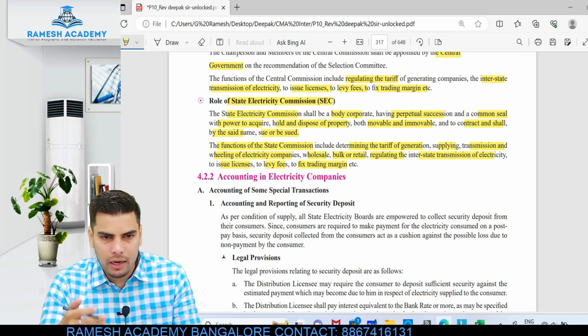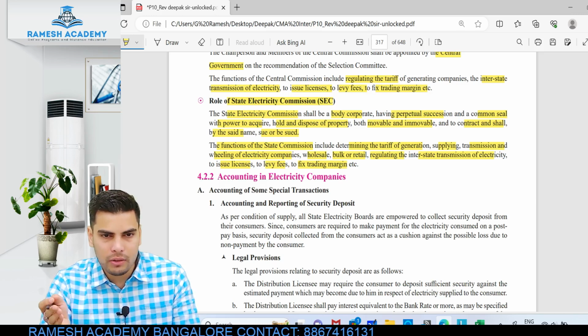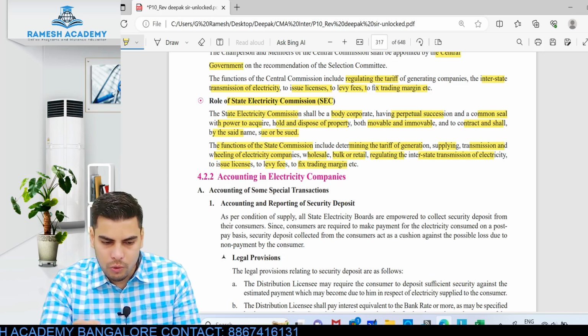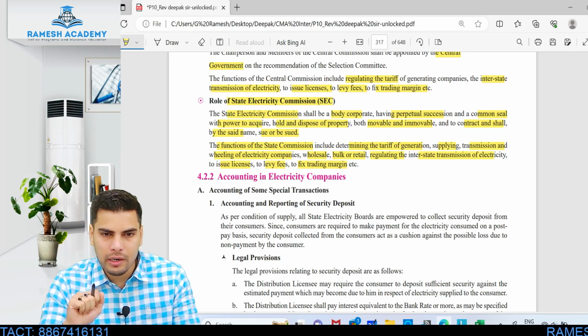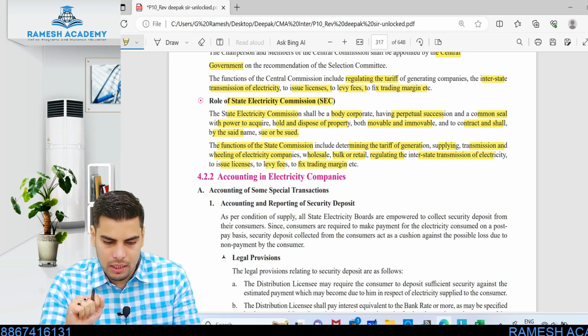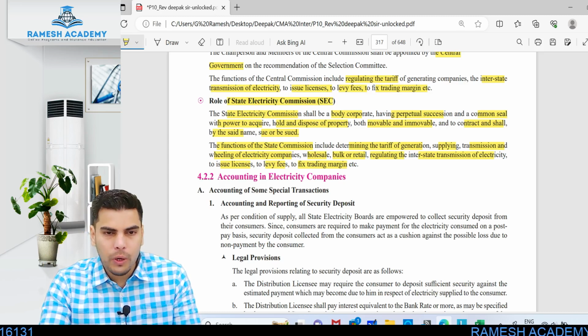Now when it comes to electricity price, it's not the same throughout the nation. Each state has got different rates, right? So the rate which prevails in each and every state will be determined by whom? It will be determined by the State Electricity Commission. So the State Electricity Commission will be regulated by the Central Electricity Commission. Easy. Hope you guys are able to follow.